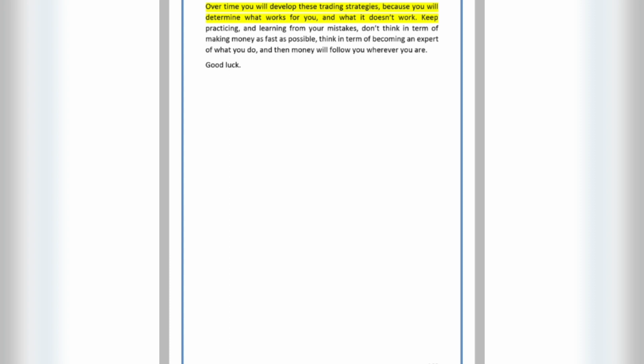Over time you will develop these trading strategies because you will determine what works for you and what doesn't work. Keep practicing and learning from your mistakes. Don't think in terms of making money as fast as possible. Think in terms of becoming an expert of what you do, and then money will follow you wherever you are. Good luck.